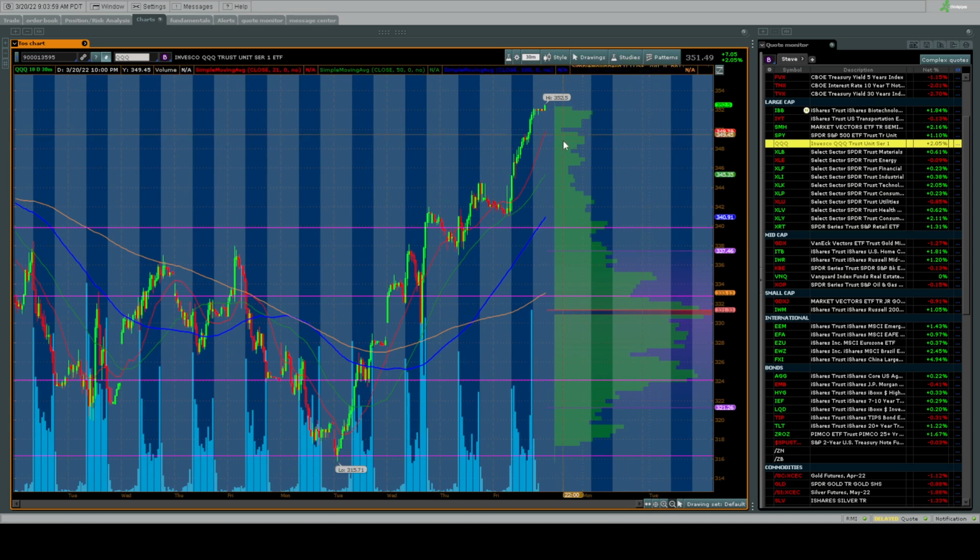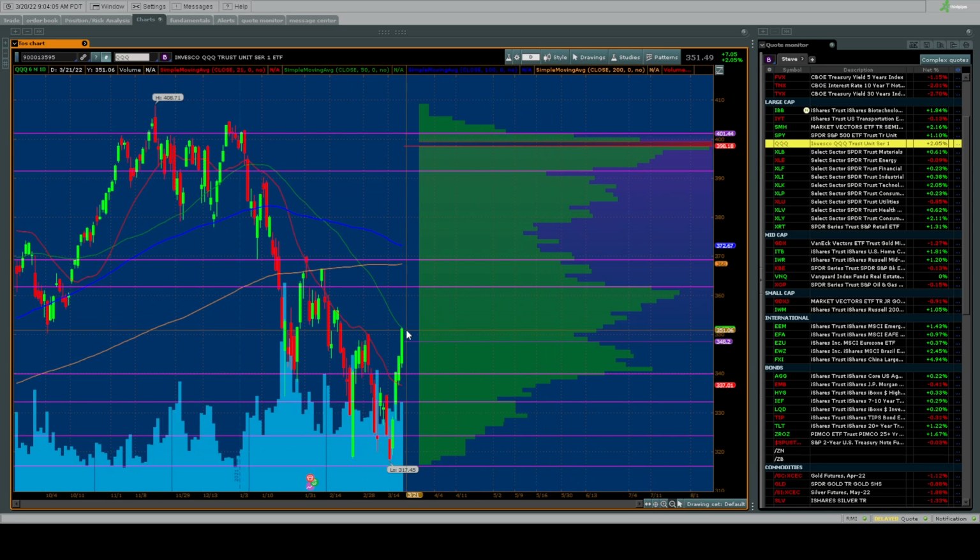And how about the 10-day volume profile? There you go. You see that nice 10-day move. There's your bottom, short-term bottom for sure. What does the Nasdaq mean? So you notice it's hitting the 50-day moving average.